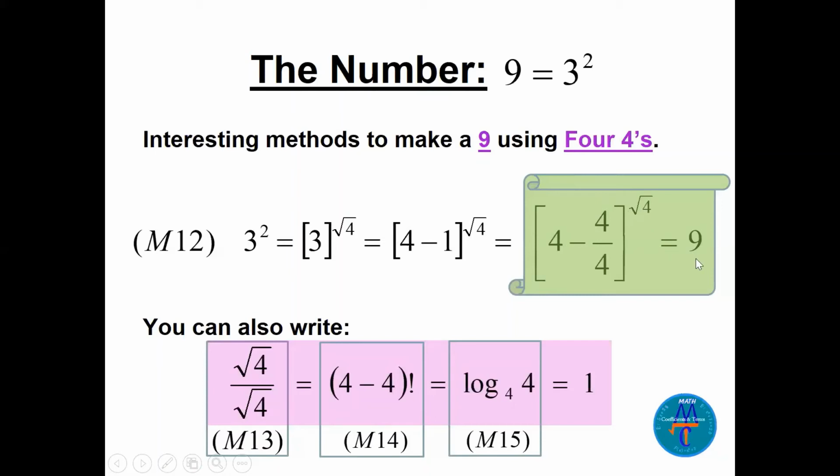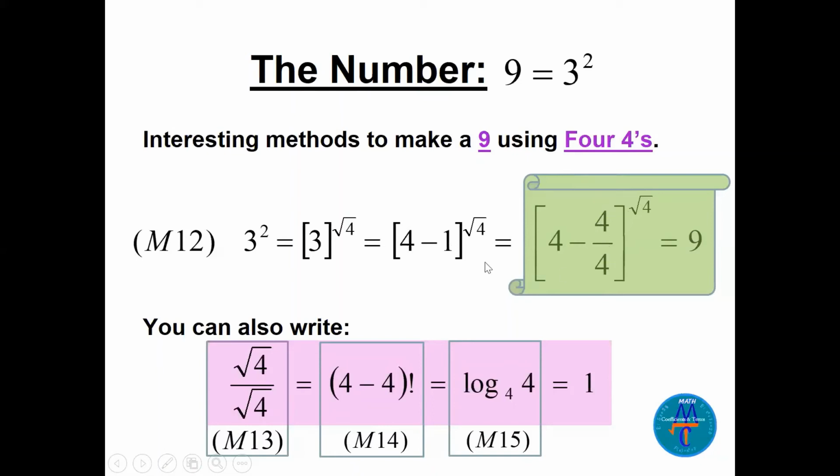That is 9. So this is method number 12. Interesting method, really. Now to make method 13, method 14, method 15, what do I do? I change this number here, the 1 here.